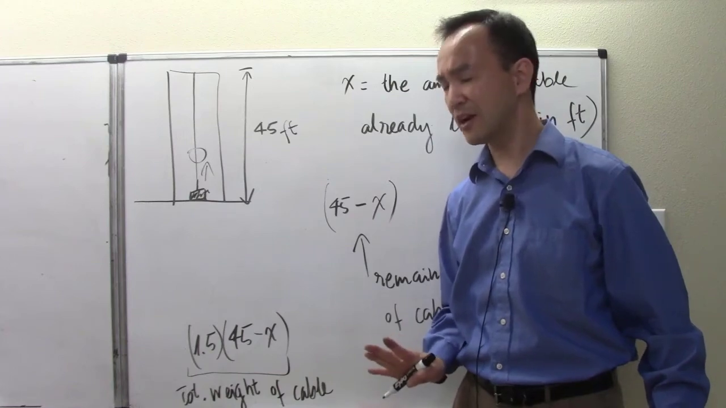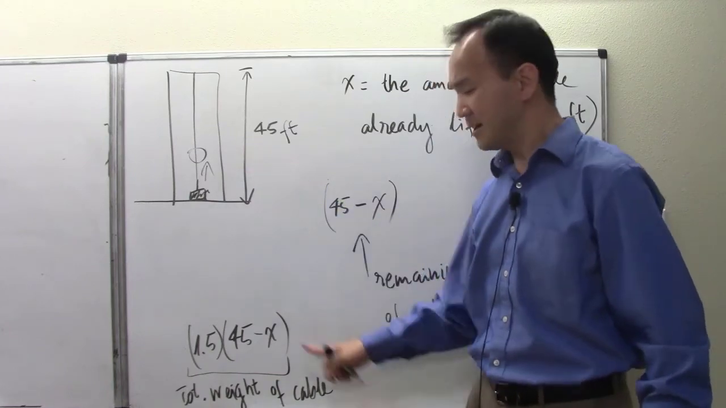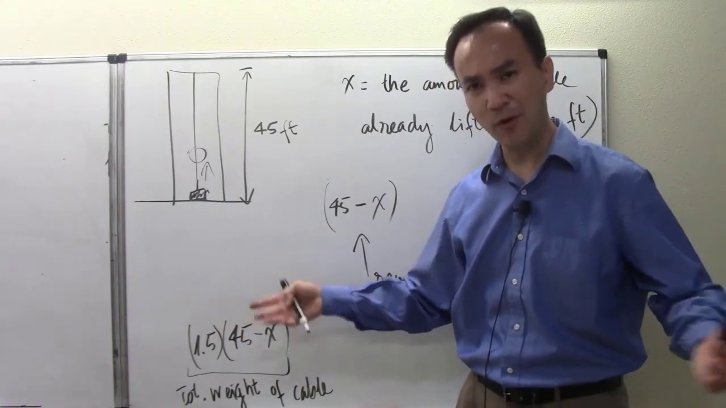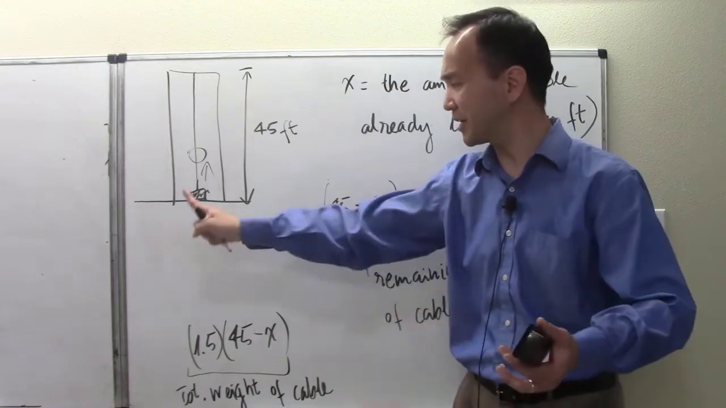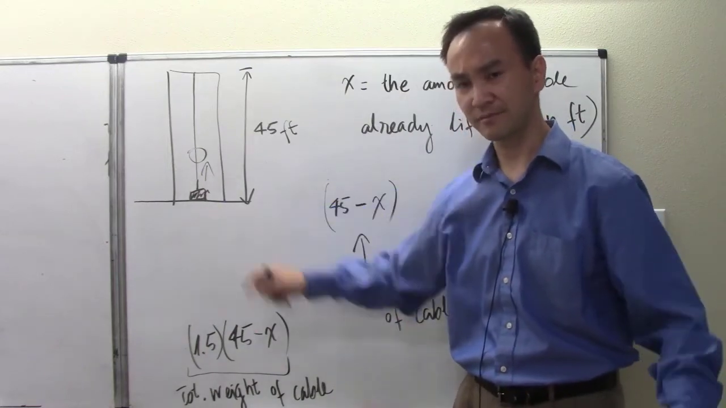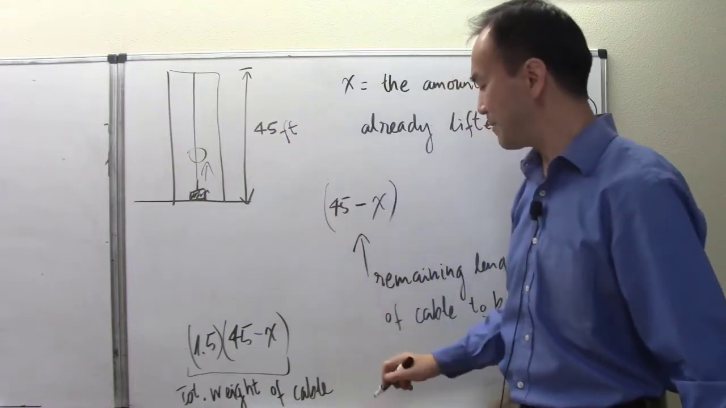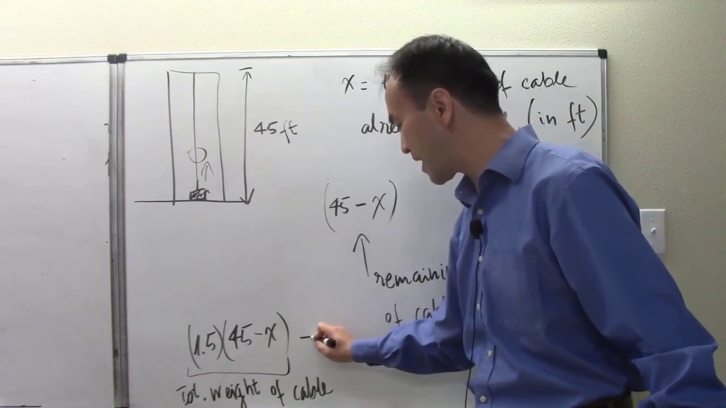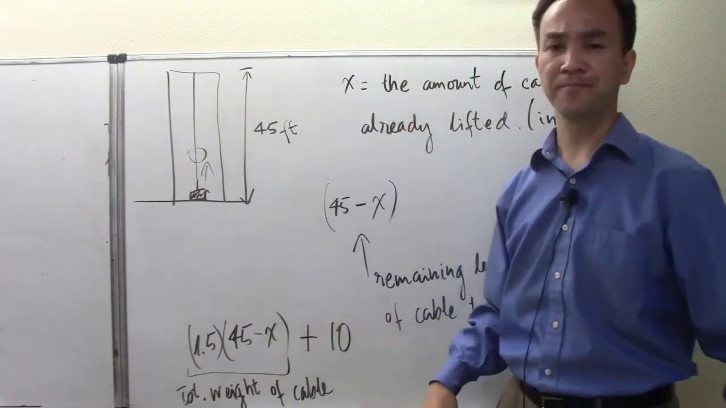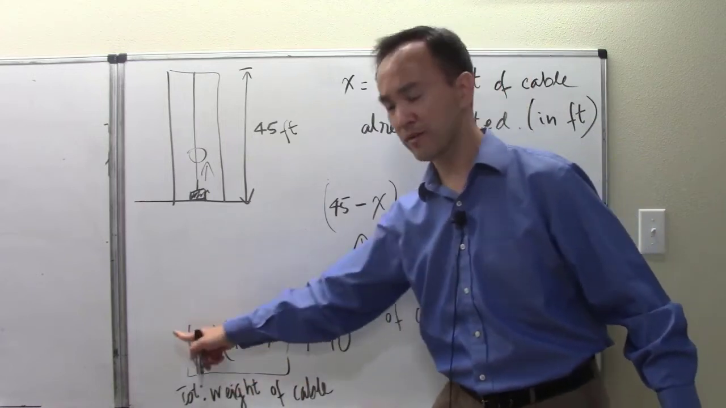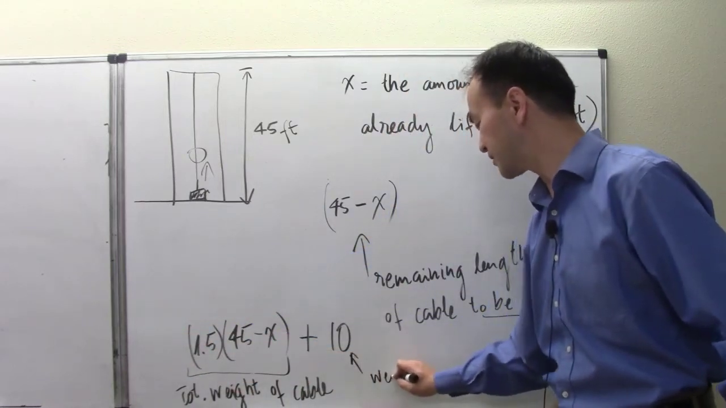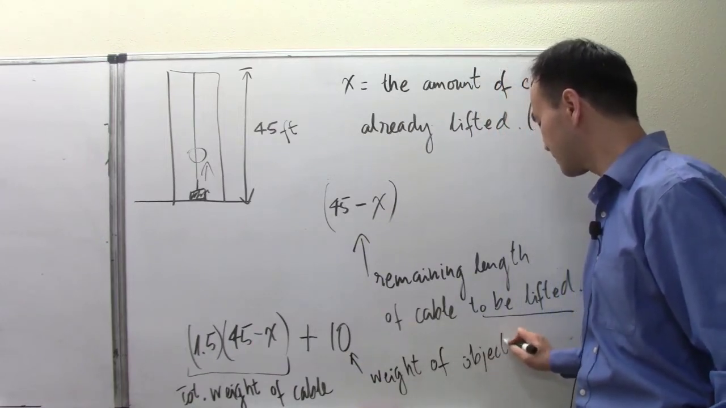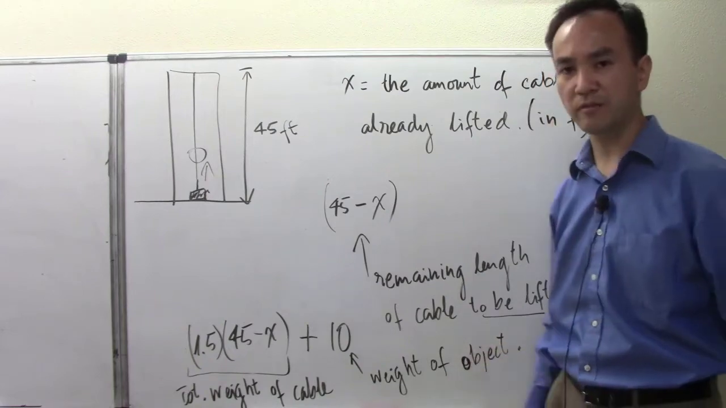But life is not that simple in this problem, because why? We're not only lifting the cable. The cable itself is already heavy, but the cable is used to attach to the object, 10 pounds heavy. And we're lifting that together. So that's why I'm saying it's just the total weight of the cable. But the real total weight here is going to be plus 10. This is the weight of the object.